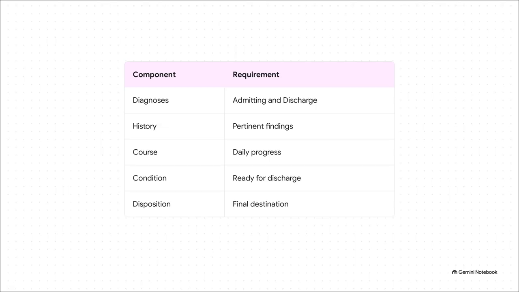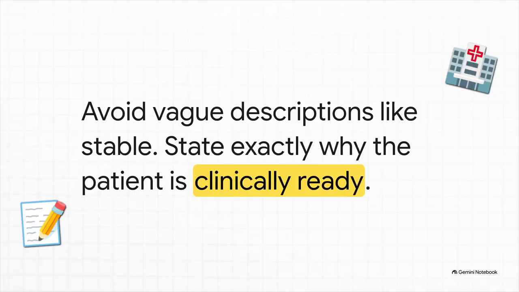The absolute most critical narrative in here is the hospital course. It shouldn't just be a lazy copy-paste of daily notes. It needs to be a really thoughtful synthesis detailing the patient's daily progress, their treatments, and exactly how they responded to those treatments. And when you're documenting the patient's condition at discharge, please avoid those unhelpful single-word descriptions like stable or improved. Instead, explain precisely what milestones the patient has actually met. Document things like the patient is tolerating a regular diet, they've got adequate pain relief from oral meds, and they're ambulating unassisted. You want to paint a crystal clear clinical picture of why they are truly ready to go home.